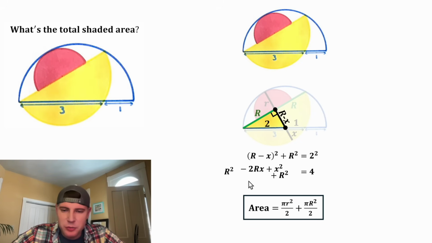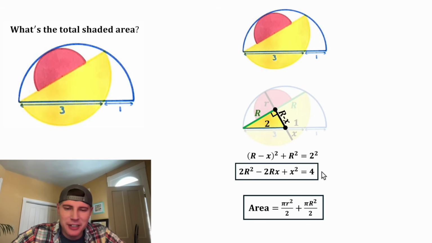On the left hand side, let's rearrange things a little bit, and big R squared plus big R squared is equal to 2 big R squared. And I'm not sure what to do next. Let's put a box around it and bring it down here.